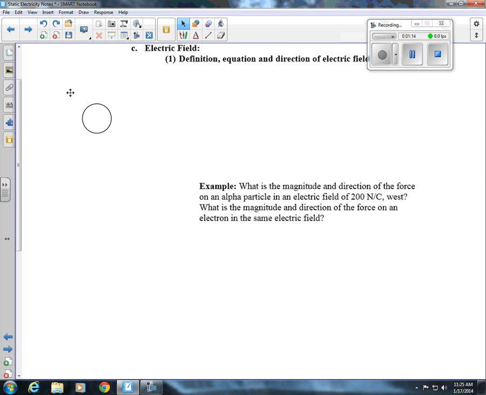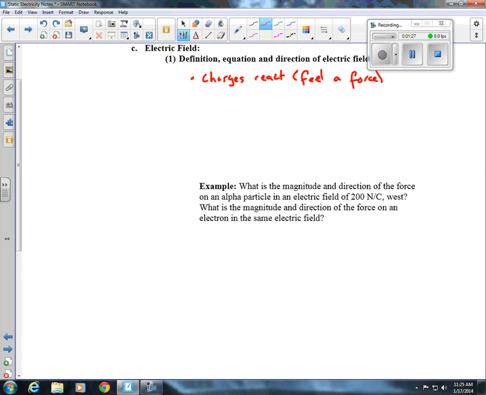So what's happening is that charges react, okay, and by that we mean charges feel a force due to electric fields, and those electric fields are created by other charges. And the equation for it is going to be F equals E times Q.